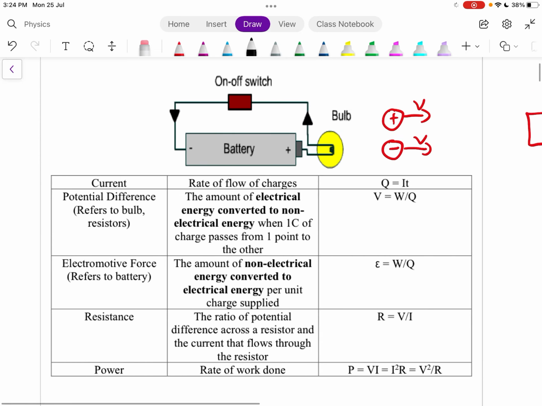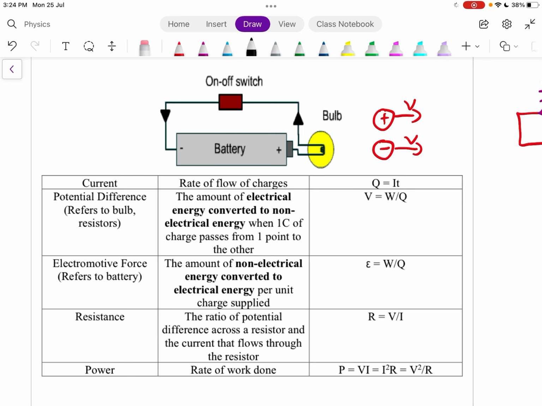All right. The very first formula in COE that we learn is Q equal to I T. Q is your charge, I is your current, and T is your time. Just remember, for physics we always use the SI unit. Q is in terms of coulomb, I is in terms of ampere, and of course T is in terms of second, not minutes, not hours, and not days. Seconds.